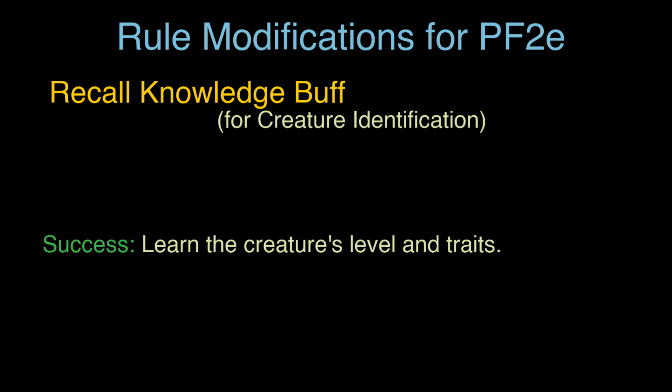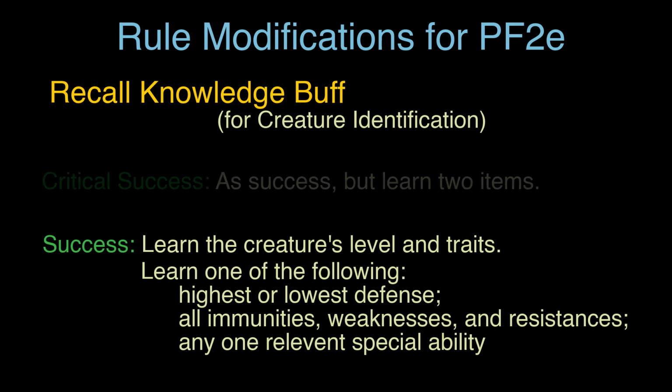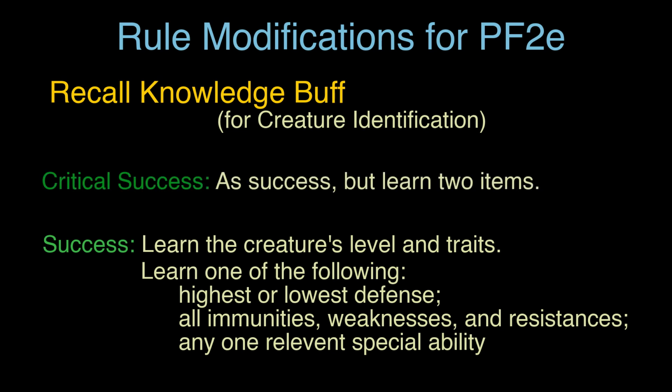A success also allows them to choose one of the following: the enemy's highest or lowest defense, all of their immunities, weaknesses, and resistances, or any one relevant special ability. A critical success allows them to gain 2 pieces of information.